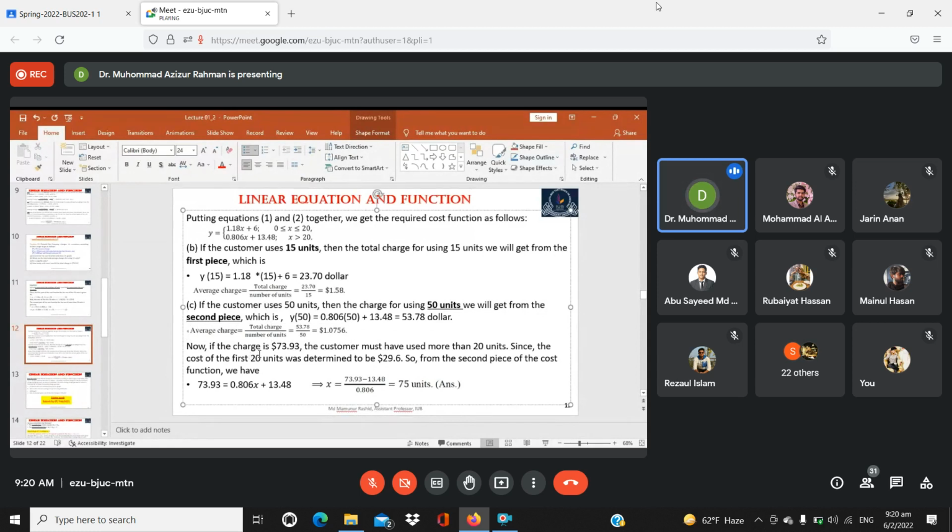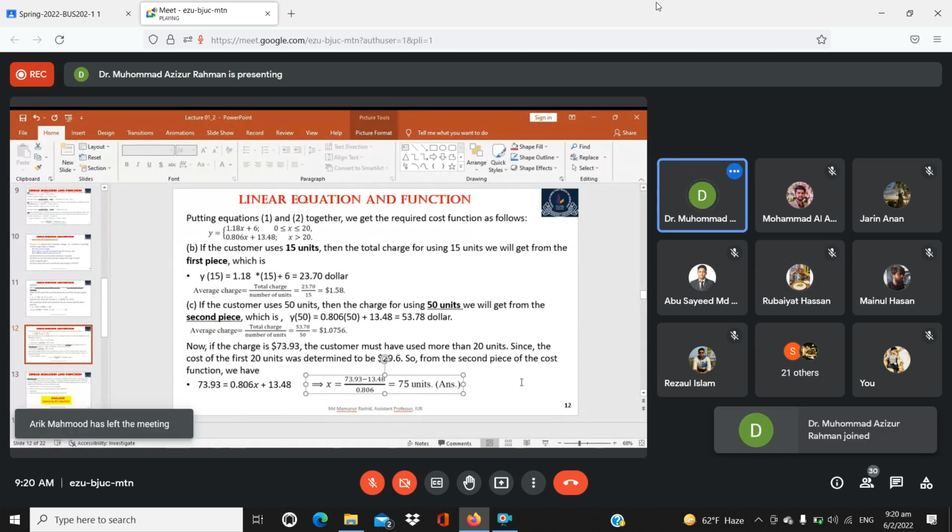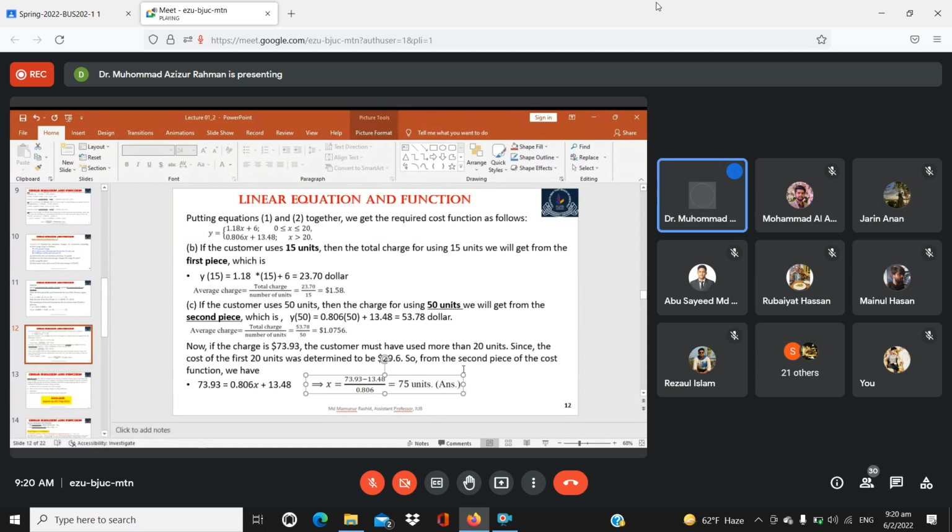Similarly, now if the charge is $73, which equation should we use? The second one. So you go for the second one, and we can get the value of x equals 75 units. So the value of x will be 75 units. So this is part D, solve the question. Exactly a similar problem. Okay, everyone? Yes, sir. Then we go for the next.